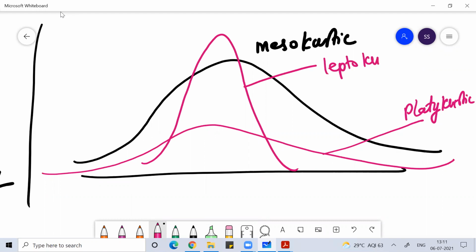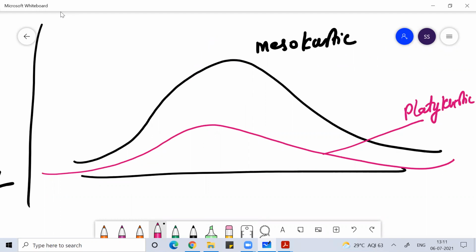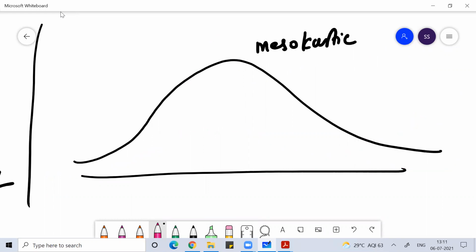So the shape can differ in the peakedness of the curve, which we measure when we study kurtosis. Do you remember we talked about skewness and kurtosis? To look into the symmetry of the curve, whenever there is an asymmetry, we study skewness, and to talk about the peakedness of the curve, we study kurtosis.